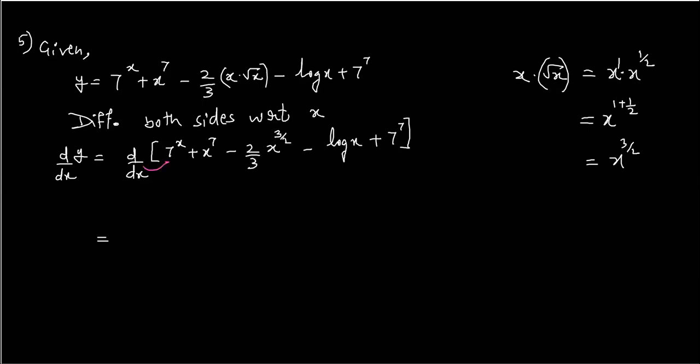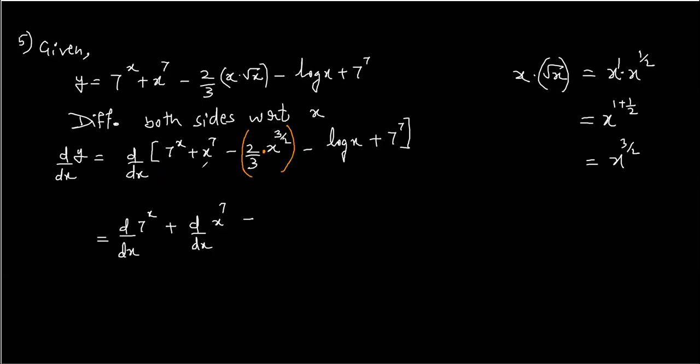So d by dx of 7 raised to x, d by dx of x raised to 7, d by dx of this. I write derivative of all of these. Okay. So here I have d by dx of 7 raised to x plus d by dx of x raised to 7 minus d by dx of this. I will write now d by dx of 2 upon 3 into x raised to 3 by 2.